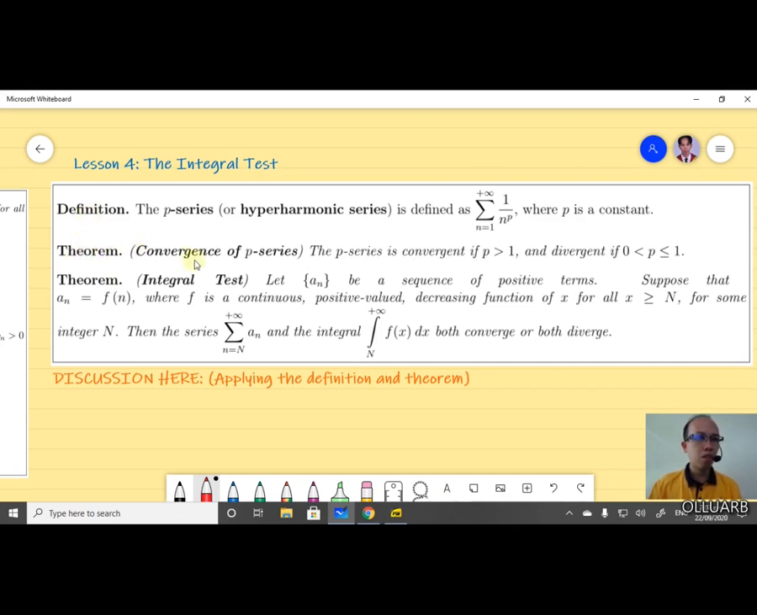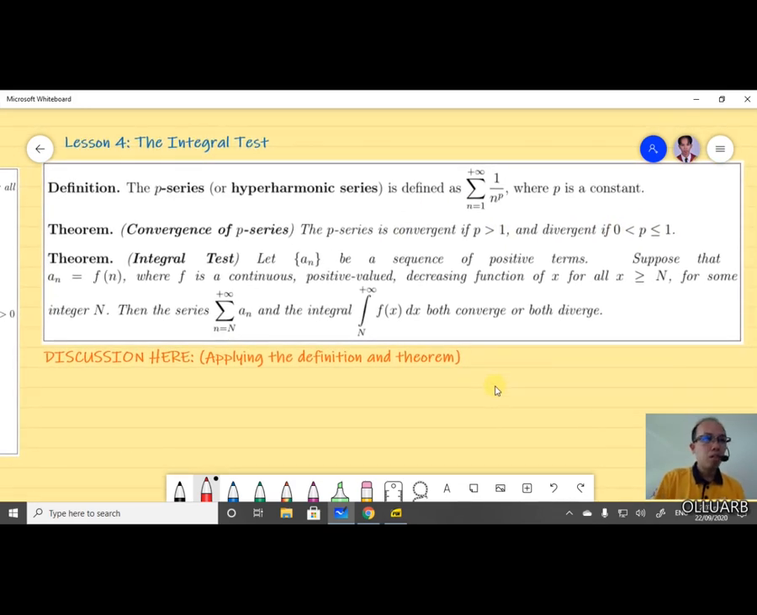This theorem is very important. It talks about the convergence of the p-series, and as I've said in the introduction, the p-series is convergent if your constant is greater than 1 and divergent if it is less than or equal to 1 but greater than 0. So what does it mean? Let's try to explain the first definition and its expansion.